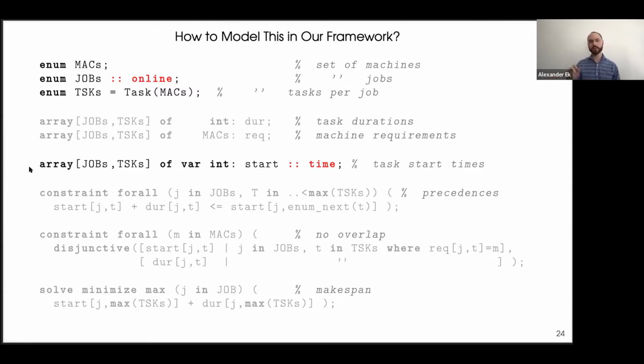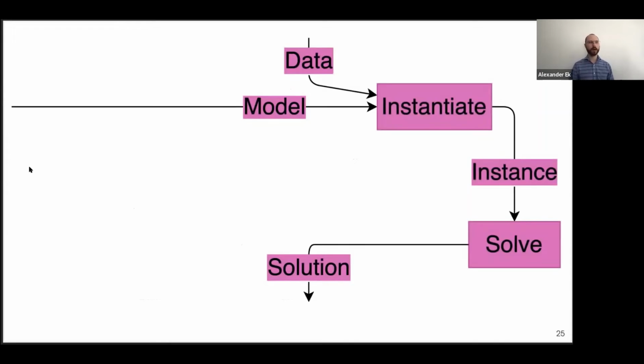On the start time decision, we add a time annotation to signal to our online optimization system that this is a decision that regards time. This is a time variable in some sense. And how does that work in practice? What you're looking at now is the standard MiniSync data flow.